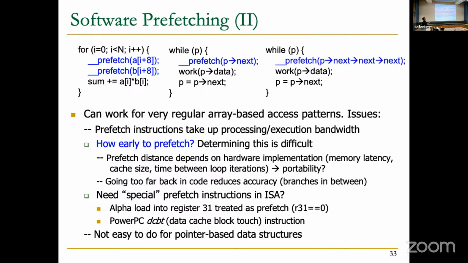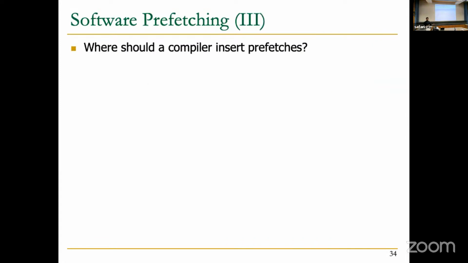Like for example, this is a pointer chasing program, right? But then the question is, you can either prefetch P-next, or you can prefetch P3 next, right? So which one is better? It's not easy to answer. So that's the software prefetching in this context, right?